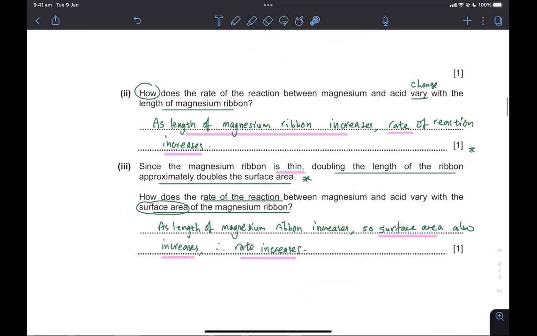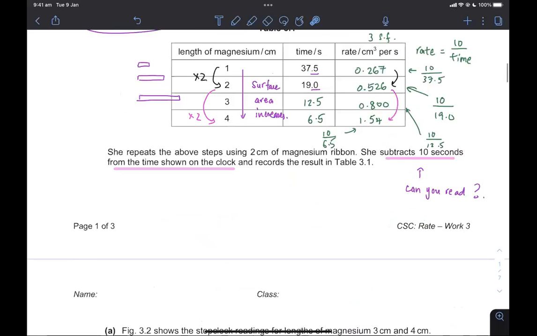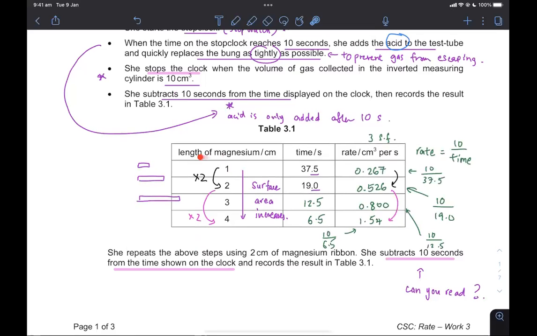So what can we say? How does the rate change when the length of magnesium ribbon changes? These 2 are the worst done questions because some of you do geography, some of you don't. But just like in geography or biology, you have to talk about what happened as this changes. As the length of magnesium ribbon increases, what happened to the rate? Have a look at the table. As the length of magnesium increases, the rate increases in value. That's it. You get 1 mark, stating the obvious.